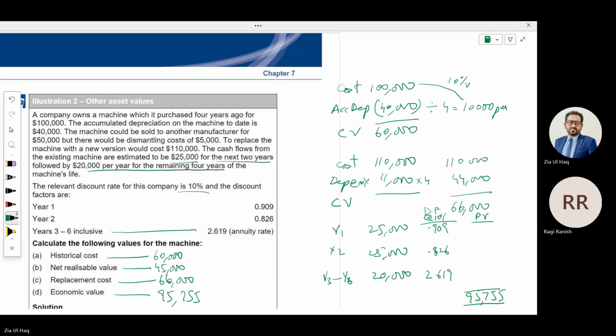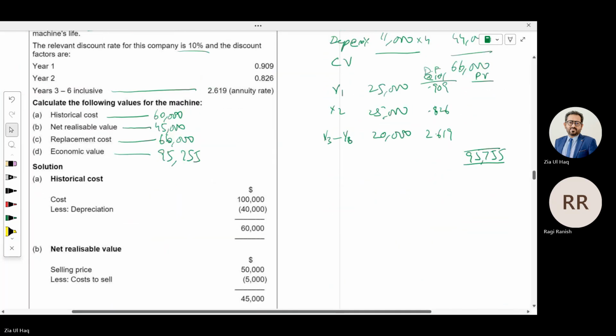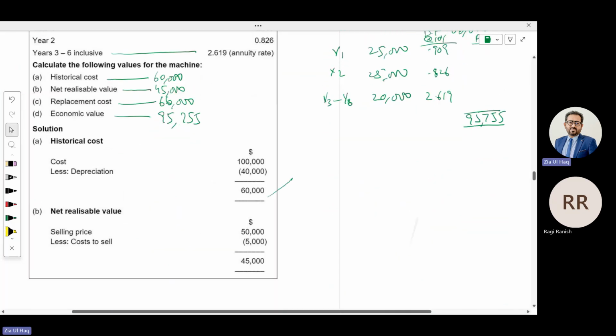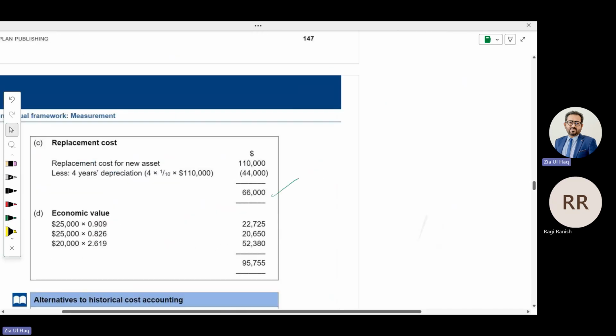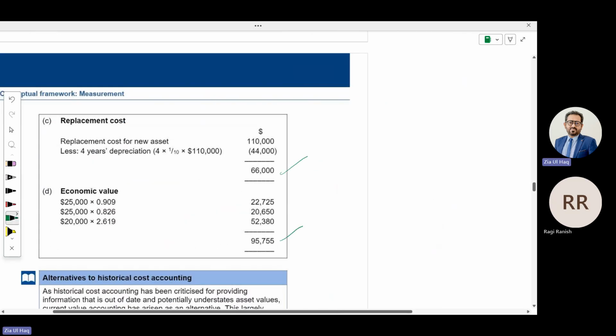The examiner could ask these kinds of things in MCQs. So 60,000, 45,000, 66,000, and 95,755.